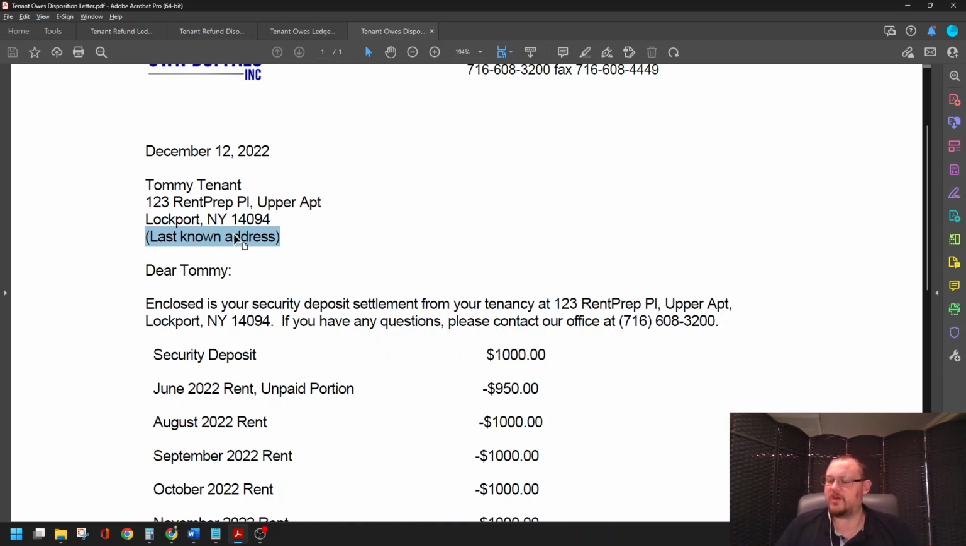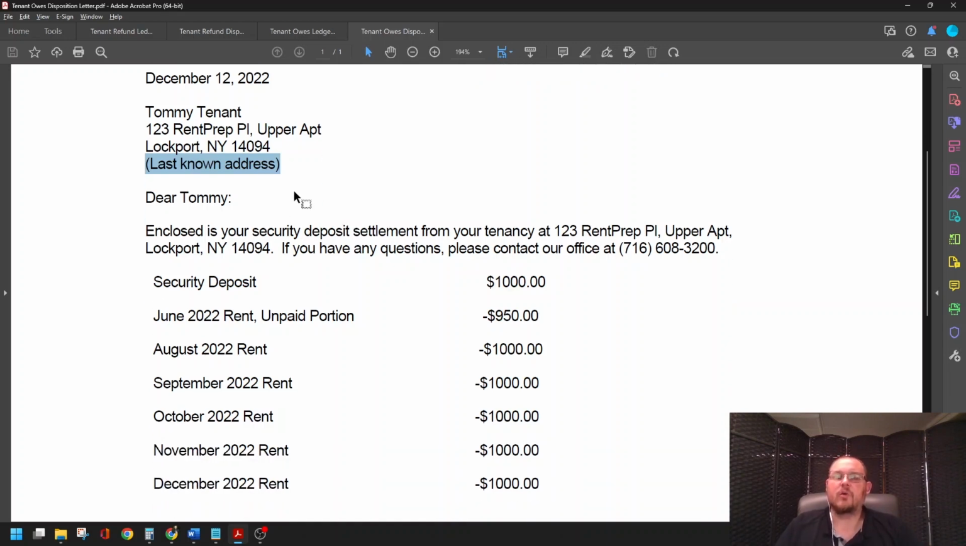And in this instance, I don't believe the tenant forwarded the mail. I believe we ended up getting it back in the mail as undeliverable. But that's what we did. We didn't know what the forwarding address is, so we sent it to the last known good address and left it up to the tenant to do his part by forwarding his mail.